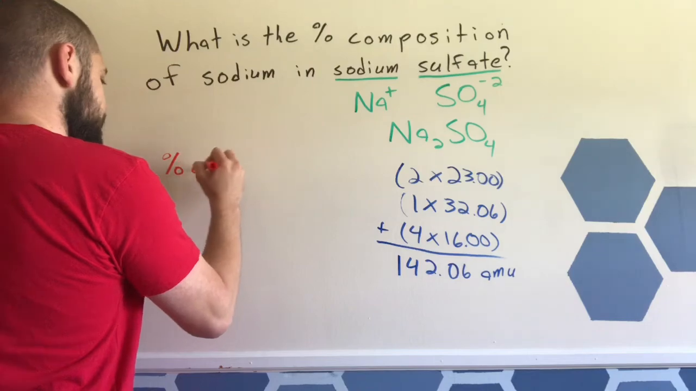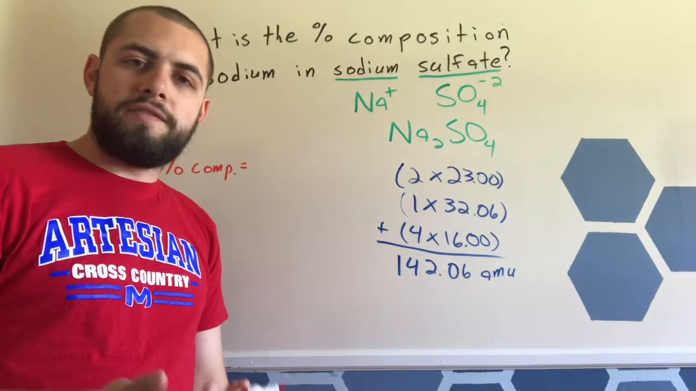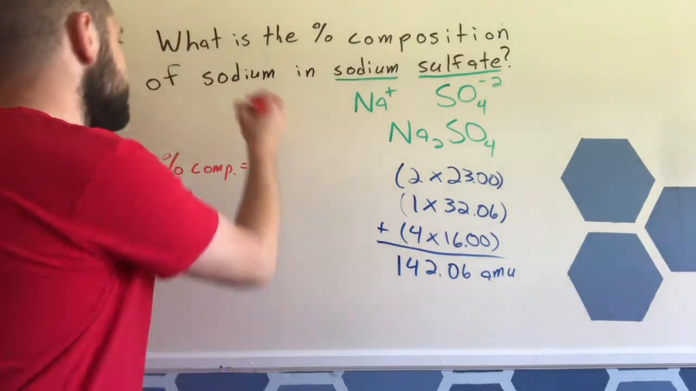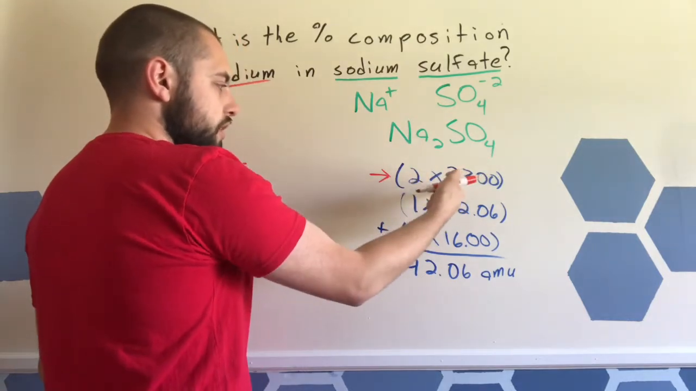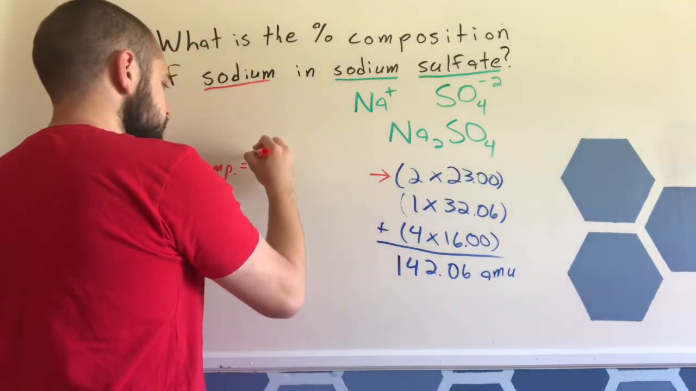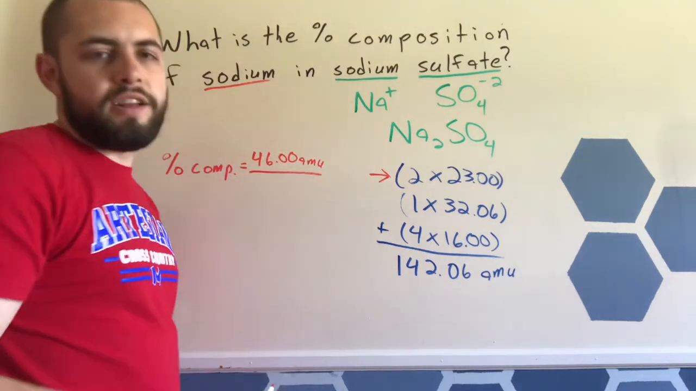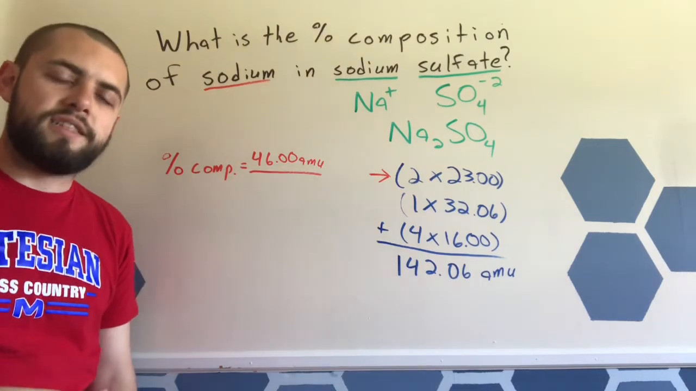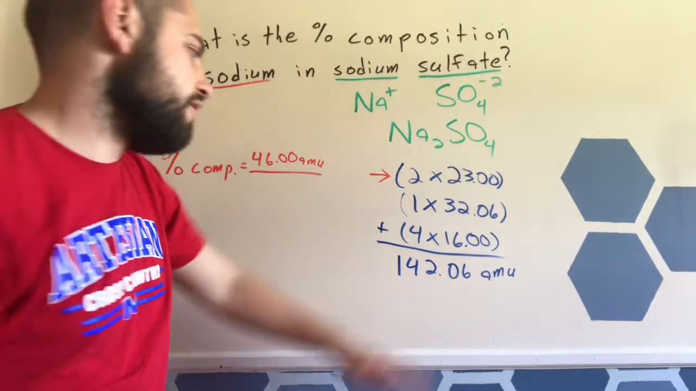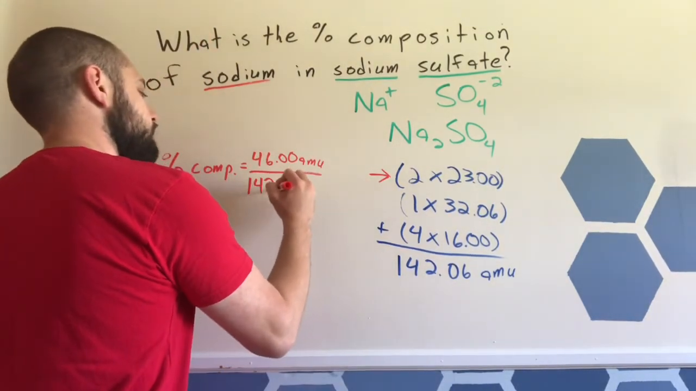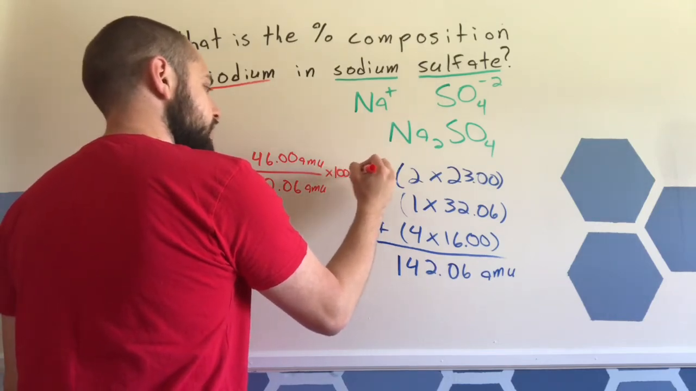So the percent composition is equal to the mass of the sodium. That's what I'm interested in, the sodium. So I'm going to use this line right here. 2 times 23, that's going to be just about 46 atomic mass units. And I'm going to divide that by the molecular mass, the mass of the entire molecule, which I've also already calculated. It's just about 142. And then I need to multiply all that by 100%.